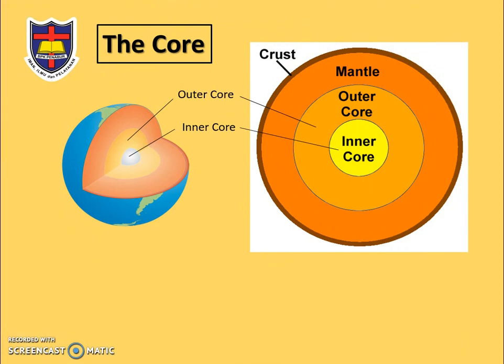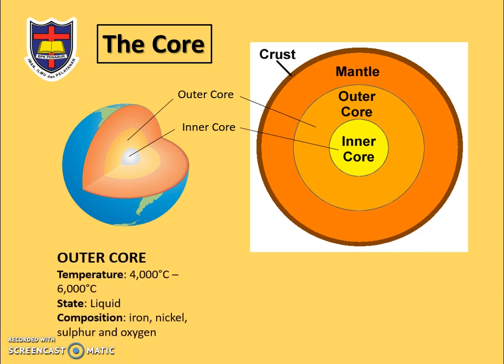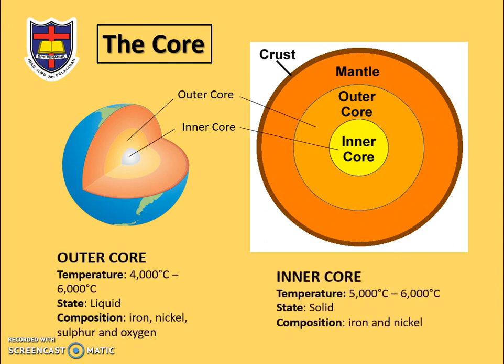The last main layer of the Earth is the core. The core consists of two main layers, the outer core and the inner core. The outer core is the liquid layer. The outer core flows around the center of the Earth, and the movement of the metals creates our planet's magnetic field. The liquid outer core is 2,300 kilometers thick, and it is composed of a nickel-iron alloy.